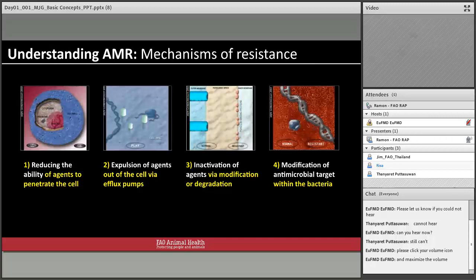There are bacteria that can just reduce the ability of agents to enter the cell. So whatever is attacking the ribosomes, attacking your cell wall, this will not take place because they are already not able to enter the bacteria. There are also mechanisms by which they enter, but then they are extruded out. Let's go to the next slide, please.